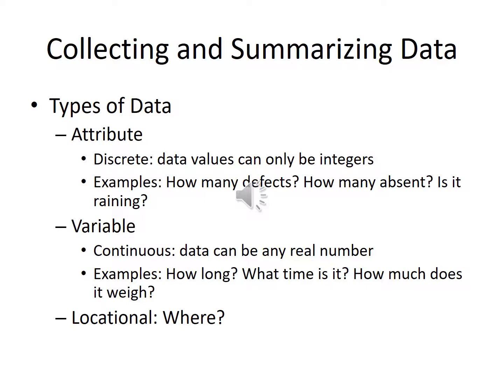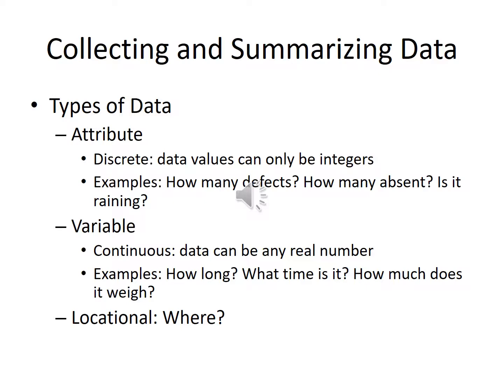Variable data is continuous data. In other words, how much does my car weigh? Well, it's a couple thousand pounds. No, it's 2,130 pounds. Or you can keep on breaking it down. 2,130.6345. You can go on forever. That's variable data. How long? Money's a variable data. Time's a variable data. In other words, you can keep on breaking it down into finer and finer elements.